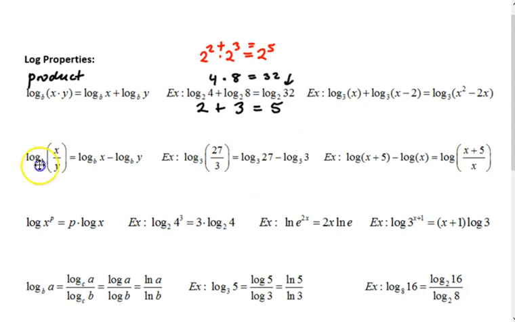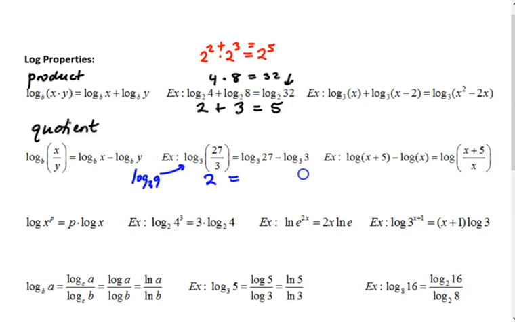If we look to the next one below, this is called the quotient property. Basically, same type of idea, only instead of multiplying and adding, we're dividing and subtracting. So for example, log base 3 of 27 over 3 is log base 3 of 27 minus log base 3 of 3. Well, let's just think, this is the same as log base 3 of 9. So this is 2. So this whole thing equals 2.